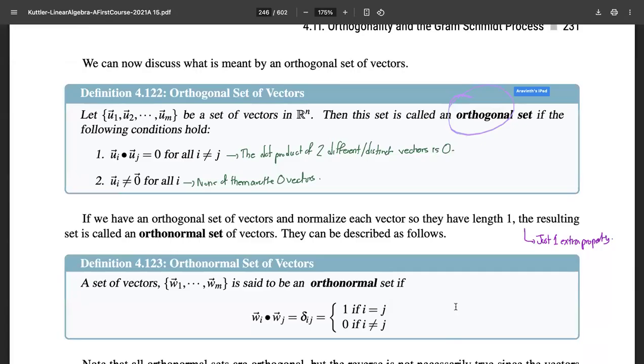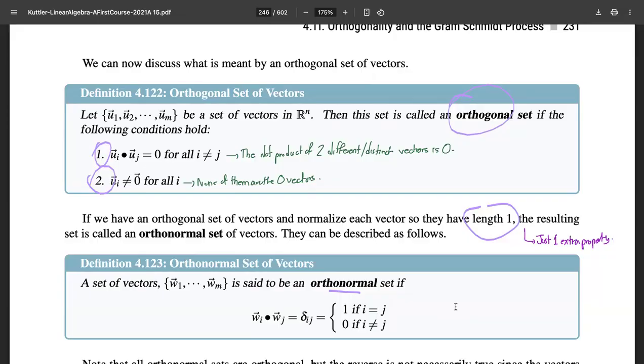For an orthonormal set, it satisfies everything that an orthogonal set satisfies. That means this too is true for orthonormal sets, but there's an additional property that all the vectors have to have length 1. So the length is always 1.